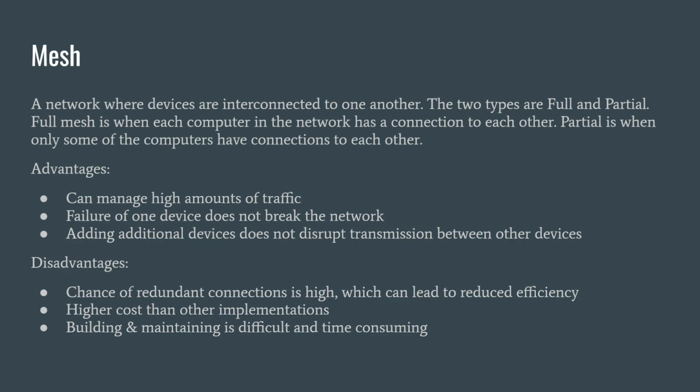Some disadvantages of this network type is that it will most likely be less efficient because of the high chance of redundant connections. It also has a higher cost to implement than other network types, and it is also difficult and time-consuming in order to build and maintain this.